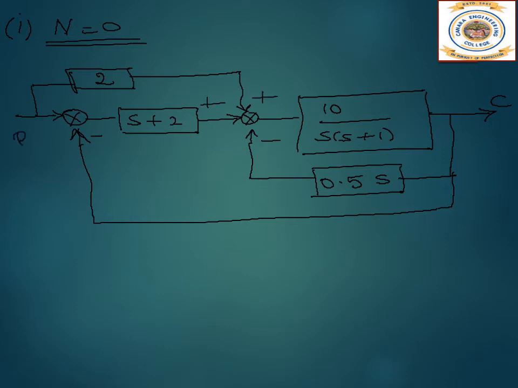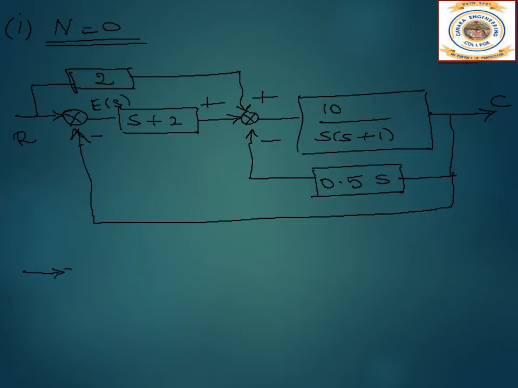Okay, this is R. First we'll find C of S by R of S only. Then we will do a little bit of manipulation to find C of S by E of S. So the E of S signal is over here, the error signal. So what we'll do first over here, see this one, 10 by S into S plus 1 and 0.5 S. It is a feedback loop. Okay, so we'll solve this first.